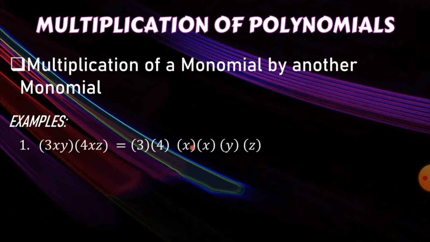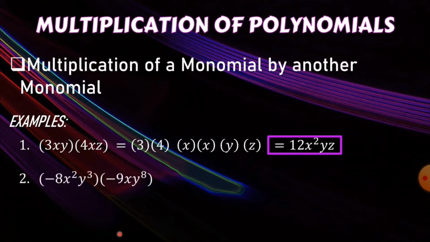That's 1 plus 1, which becomes 2, so x squared. Then y, there is only one y and only one z, so just write yz. So that's our final answer: 12x squared yz. So just simply copy when there is no pair.